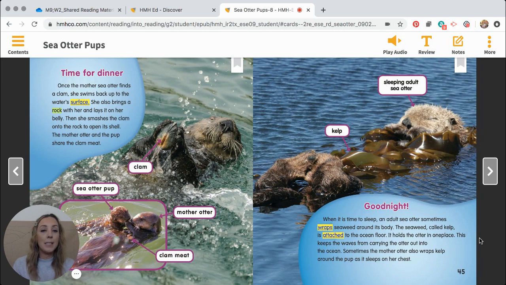When it is time to sleep, an adult sea otter sometimes wraps seaweed around its body. The seaweed, called kelp, is attached to the ocean floor. It holds the otter in one place. This keeps the waves from carrying the otter out into the ocean. Sometimes the mother otter also wraps kelp around the pup as it sleeps on her chest.